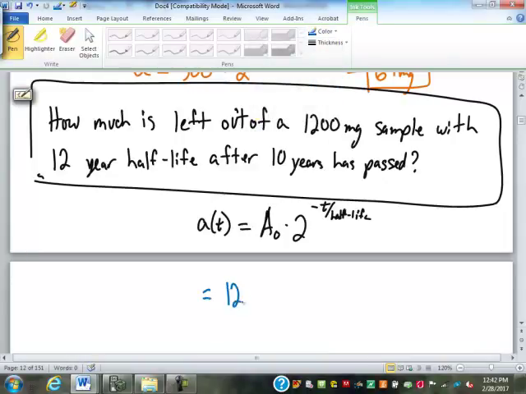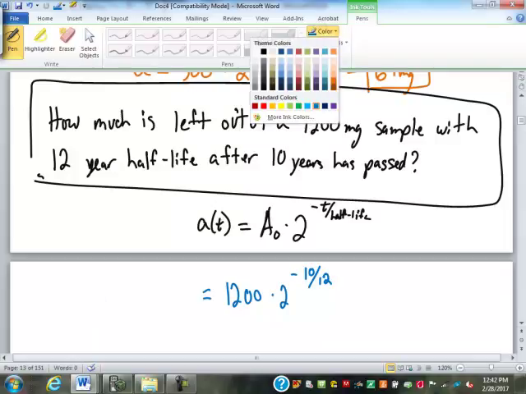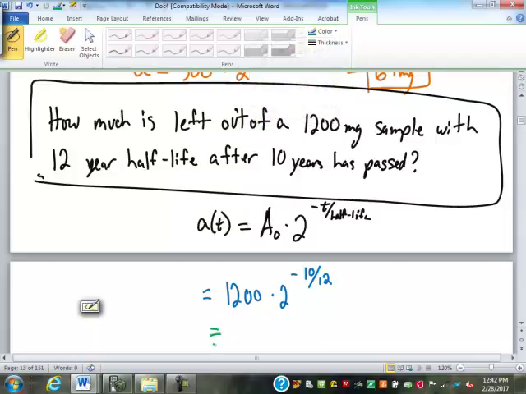So we're going to put in the 1200 milligrams times 2 to the power of negative 12 divided by 10. Yep, because the 12 years, oh, sorry, negative 10 divided by 12. Got it the other way around. You are correct. Negative 10 divided by 12. So we have not completed a full half-life, so we know it's going to be more than half. So what you have there sounds like it's on the right track.